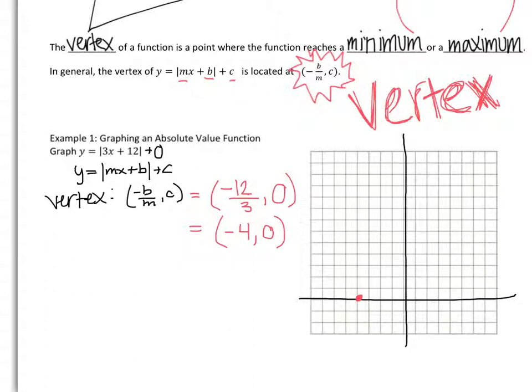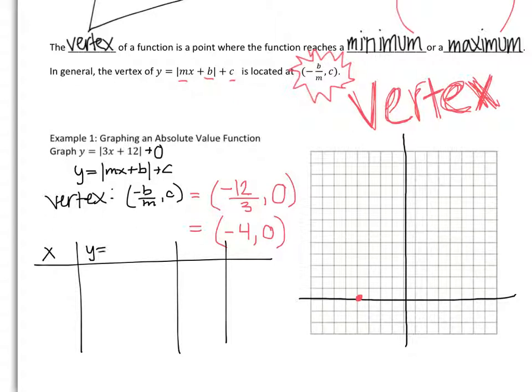Now for the rest of our points, we are going to make a lovely chart like we did the other day. Okay, so if we put x into our equation, y equals absolute value of 3x plus 12, it'll give us a y, and then we'll have points x, y.